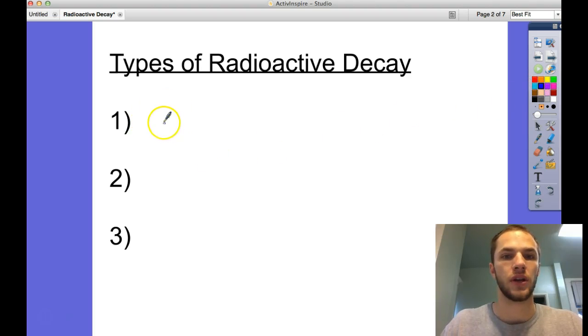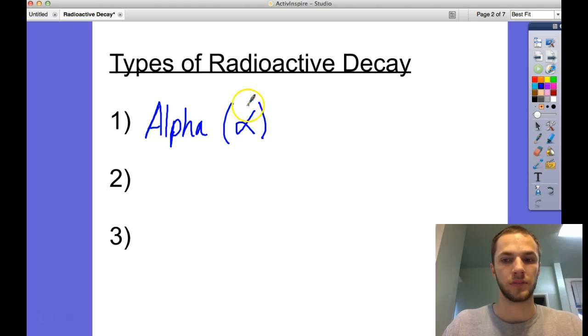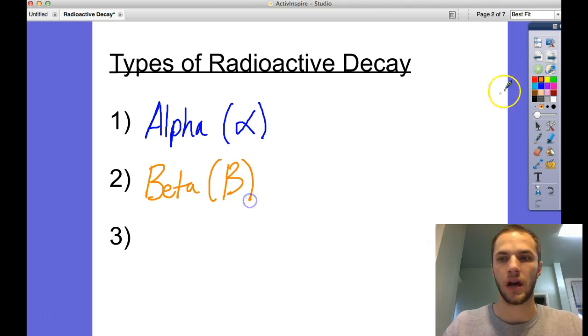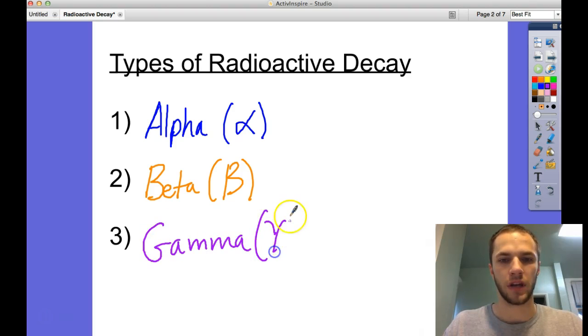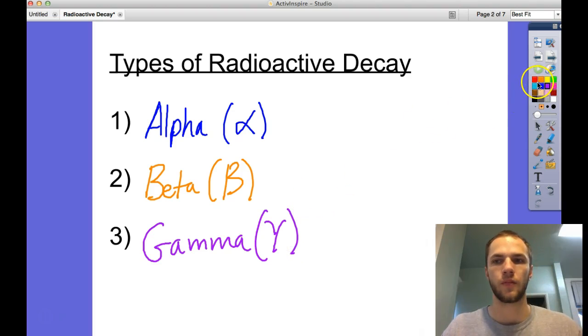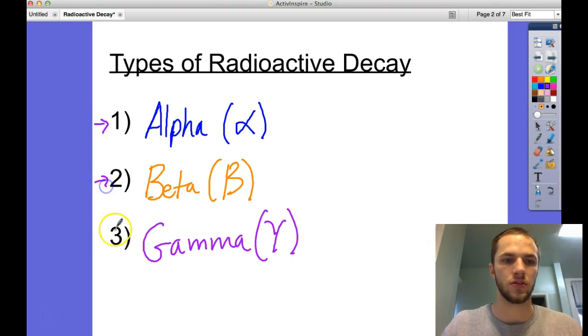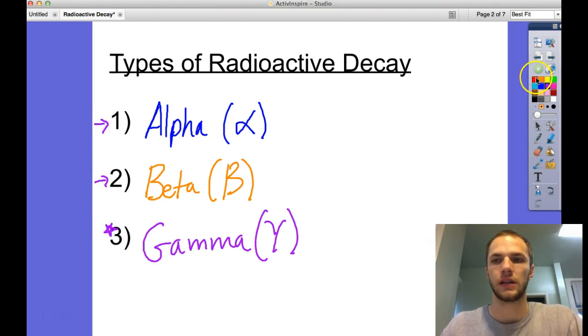The first type of radioactive decay is called alpha decay, which is usually abbreviated with the alpha symbol from the Greek alphabet. The second type is beta decay, which is abbreviated with the Greek letter beta. And the third type is called gamma decay, and the Greek symbol for gamma is this little Y-looking thing. First we're going to get into detail on alpha and beta, and we're going to save gamma to talk about as a class.